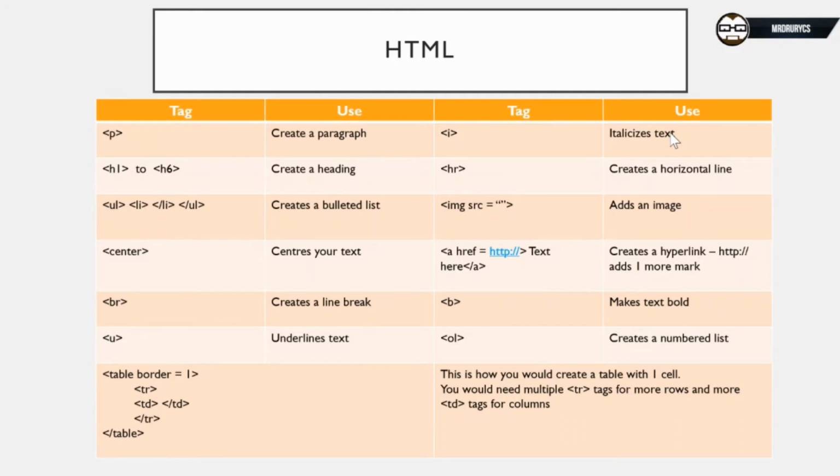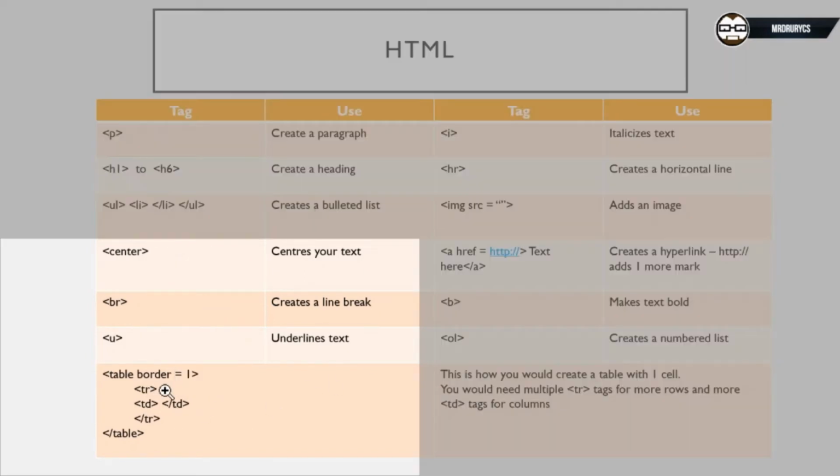So to create some paragraphs, you need a p tag. To create headings, it's H1 through to H6. UL is a bulleted list, OL is a numbered list. Center is your text. BR stands for line break. U is underline text. Table borders there, so bottom left is how you do a table, okay?